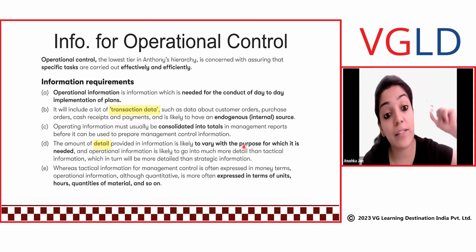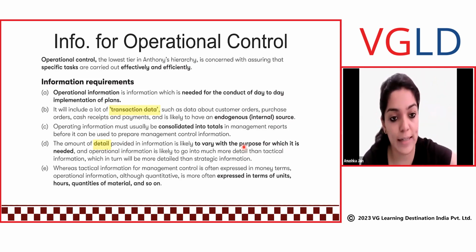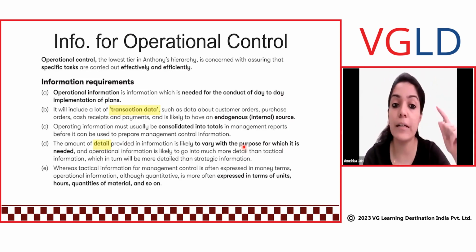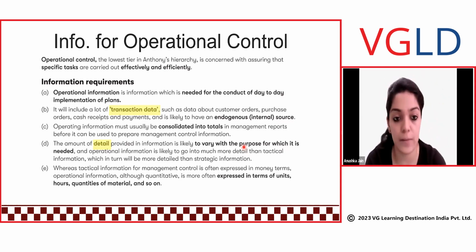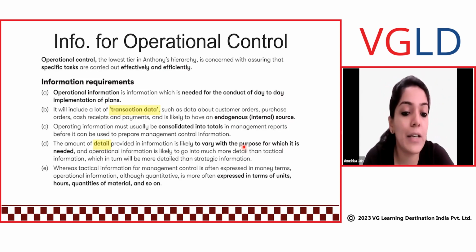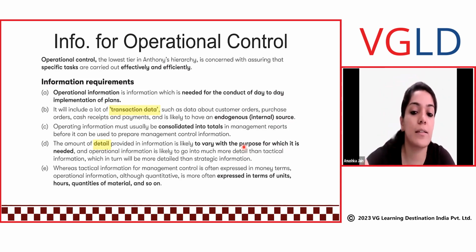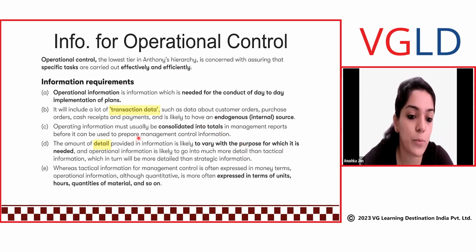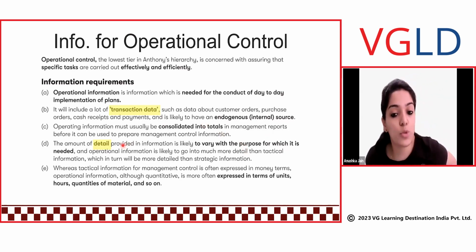People at the top, external orientation, future orientation. People in the middle, internal. People at the bottom, also internal. Operating information must usually be consolidated into totals in management reports before it can be used to prepare management control information.